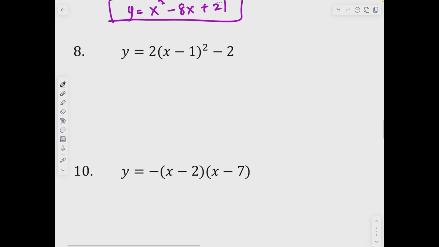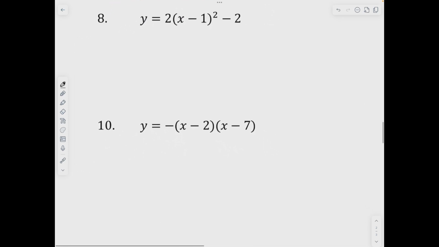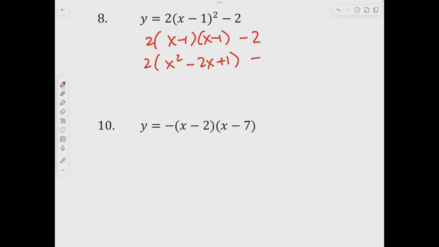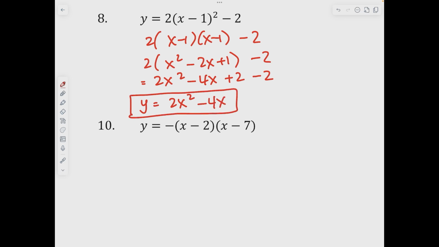Okay, so let's take a look at number 8 and 10. So for number 8, we're going to FOIL first. So I have 2x minus 1, minus 2. I'm going to FOIL, so that's x squared minus 2x plus 1. I'm going to distribute, 2x squared minus 4x plus 2 minus 2. And then the last thing is simplify, 2x squared minus 4x. And that would be it.